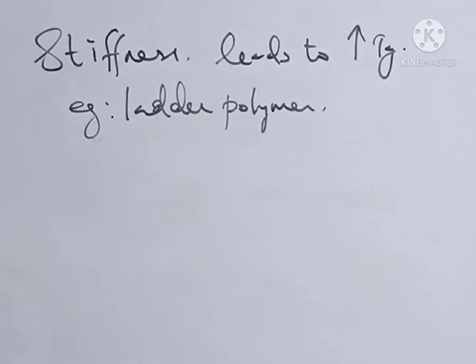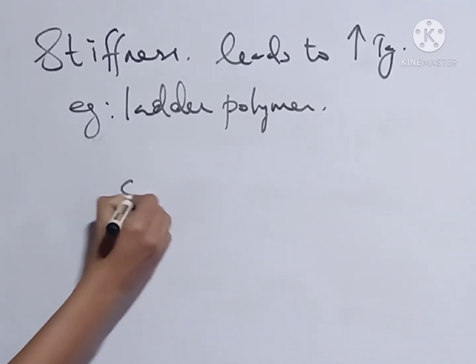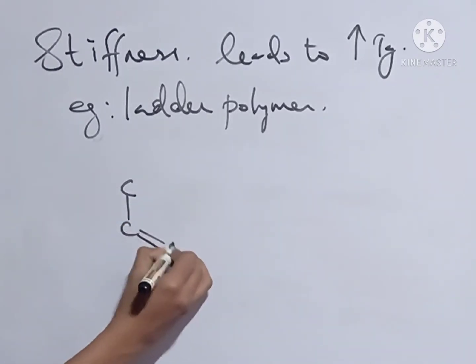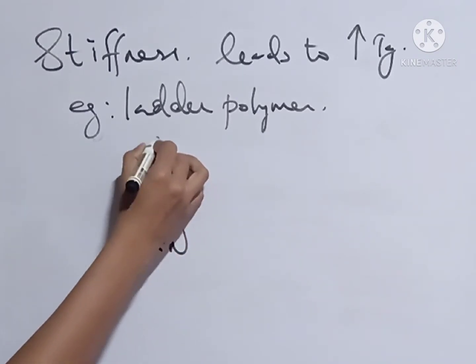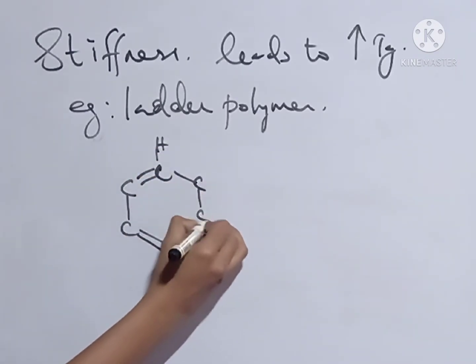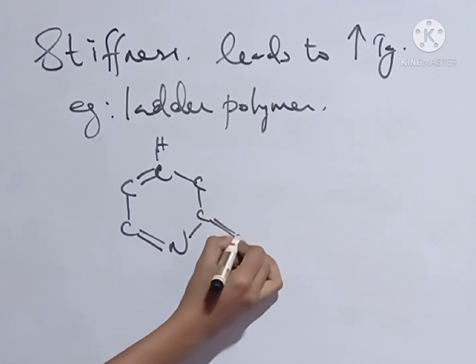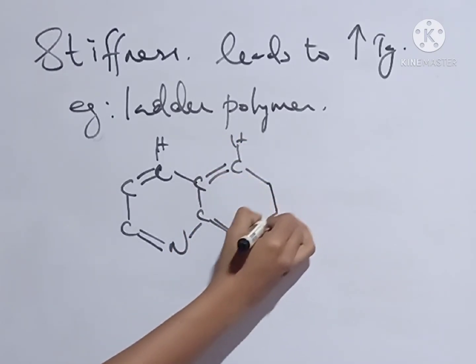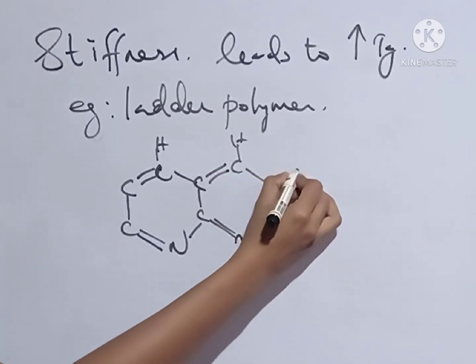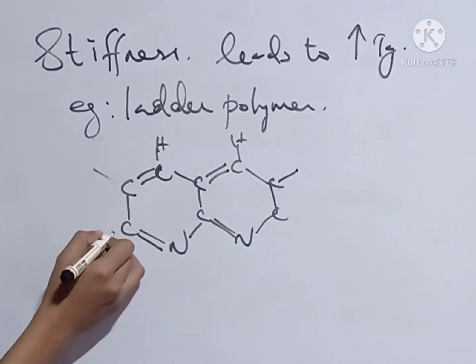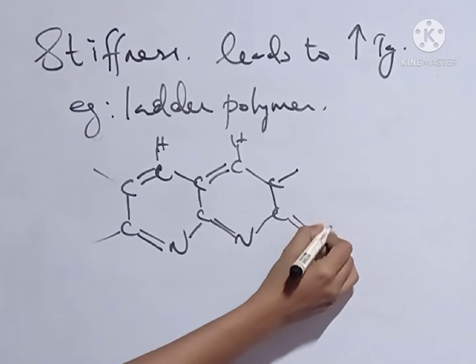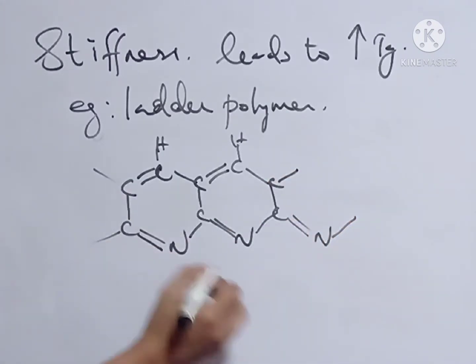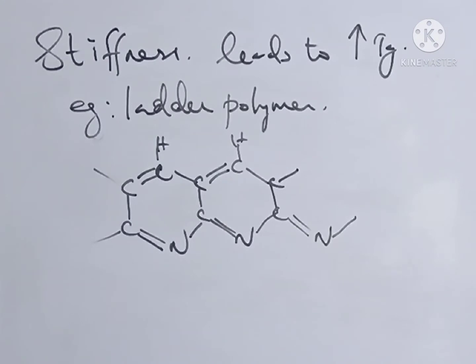The name comes from the similarity of this polymer with a ladder structure. So the polymer structure is this. The structure will be repeated like this. And this is the basic structure of ladder polymer. Here also the glass transition temperature is very high because of the stiffness.